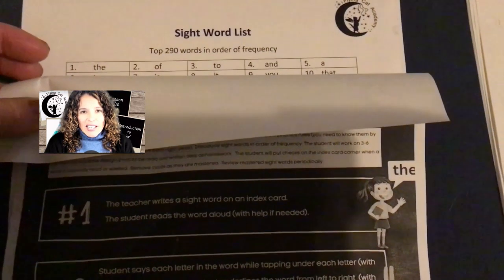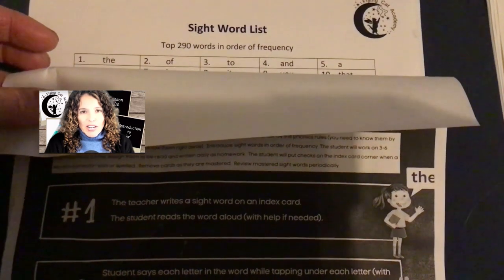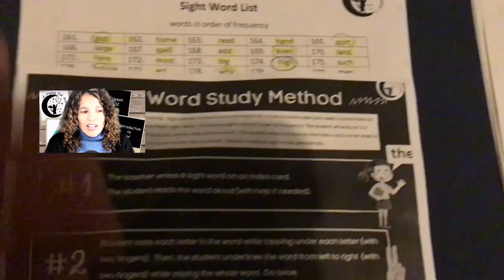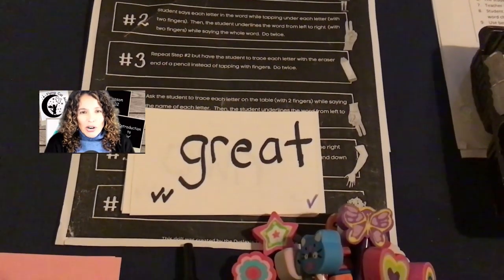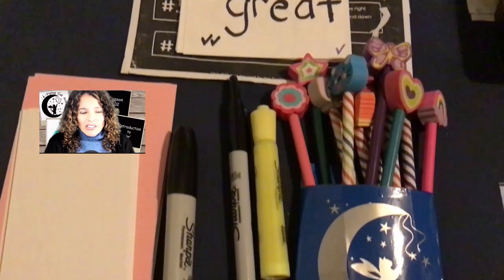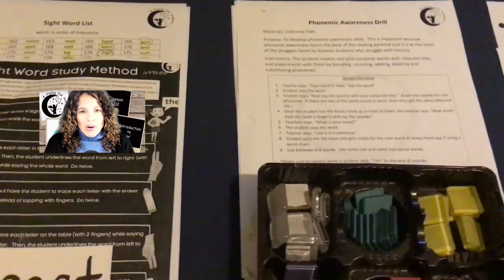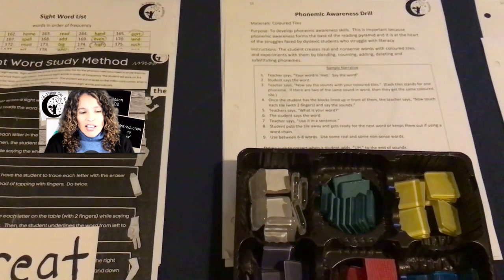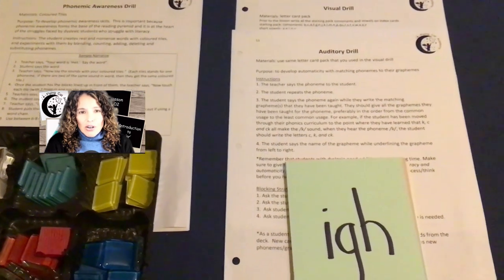Go to the guided lessons page and you'll see some sub-pages there. You want the one called Extra Resources. You'll need the Sight Word Study Method instruction sheet for the teacher, the student's card pack, some blank index cards, a highlighter, markers, and some pencils. For the Phonemic Awareness drill, you need the teacher instruction sheet and the colored tiles for the student. For the visual drill and auditory drill, you need the teacher instruction sheets and the card pack for the student.